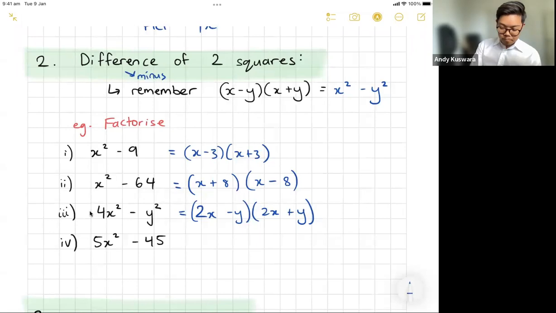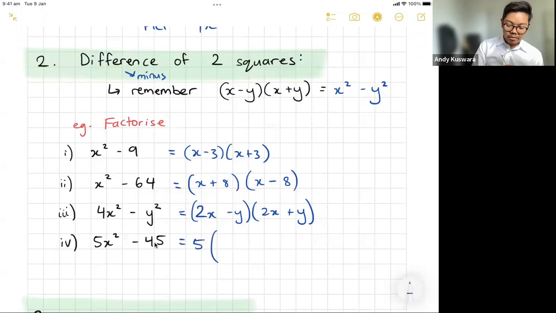And for this last one here, 5 is not a square, and 45 is also not a square. So what I'm going to do is, I noticed that 5 and 45 have a common factor, so I'm going to take that out first using technique number 1.